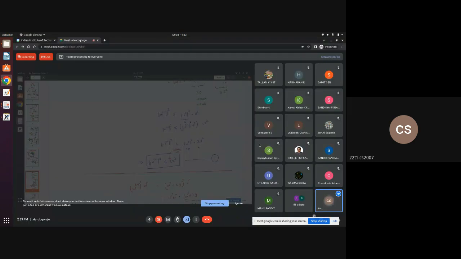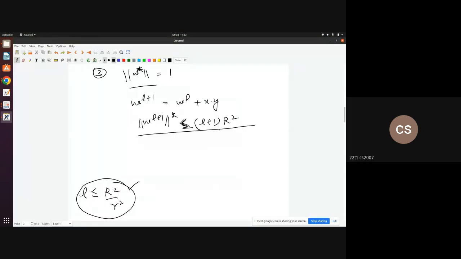That's what we are doing here. L plus 1 R square is correct. Is this clear? Any doubts so far? Ma'am, then will the number of mistakes be L or L plus 1? L is the number of mistakes.